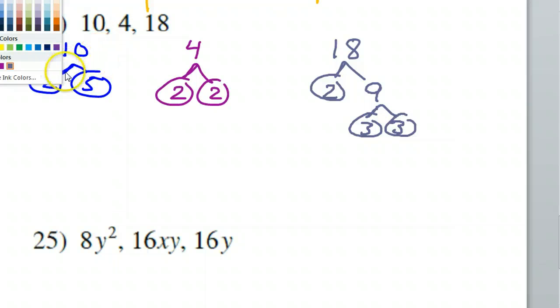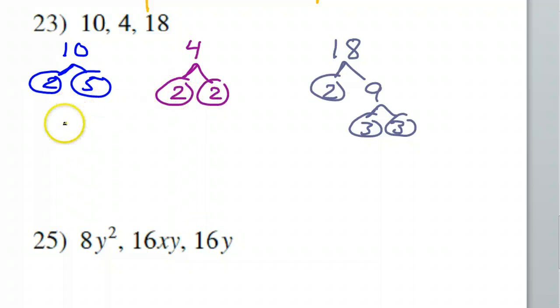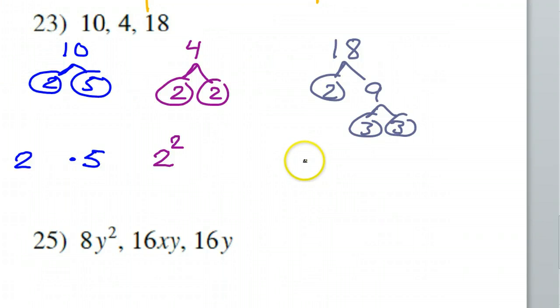So I've got 2's, 3's, and 5's. The prime factorization here is 2 times 5. My prime factorization here is 2 squared. And my prime factorization over here is 2 times 3 squared. So I've done all the prime factorization now. Now, I want to make them all the same. So I've got 2's, 3's, and 5's.